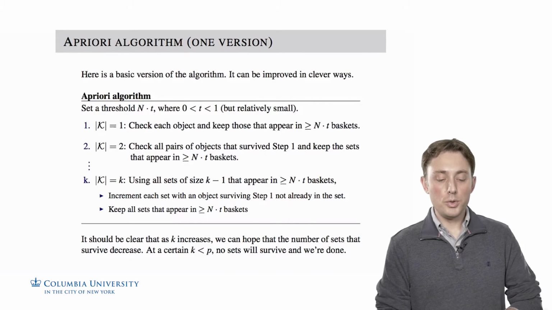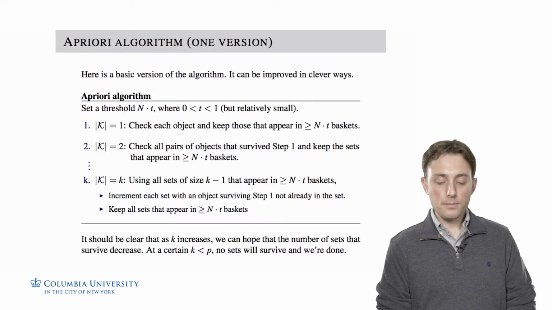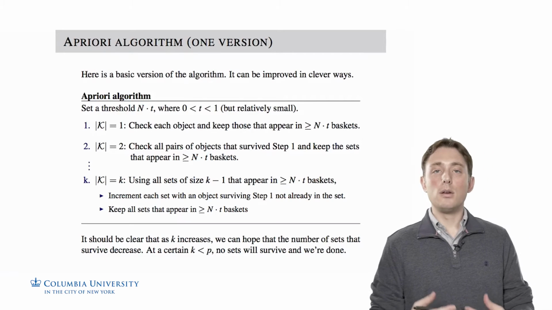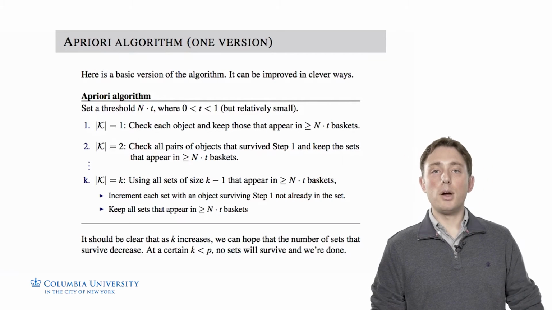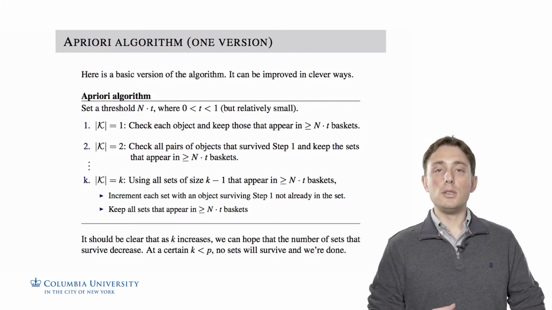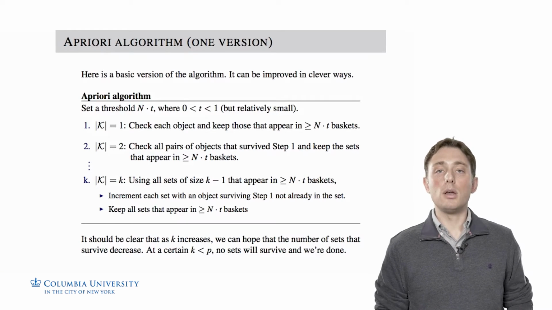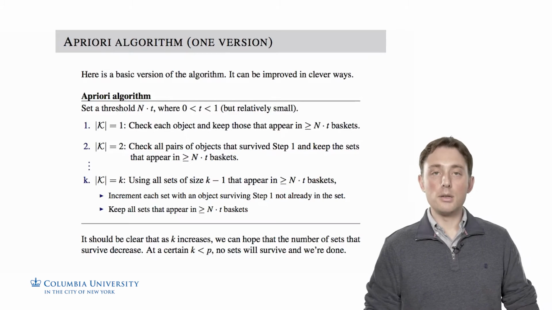So this leads us to the most basic version of the a priori algorithm. This can be improved in different ways to make it more efficient, but already we've made quite a bit of progress by reducing the 2 to the p different sets we have to check to something that can actually be done in a finite and reasonable amount of time.